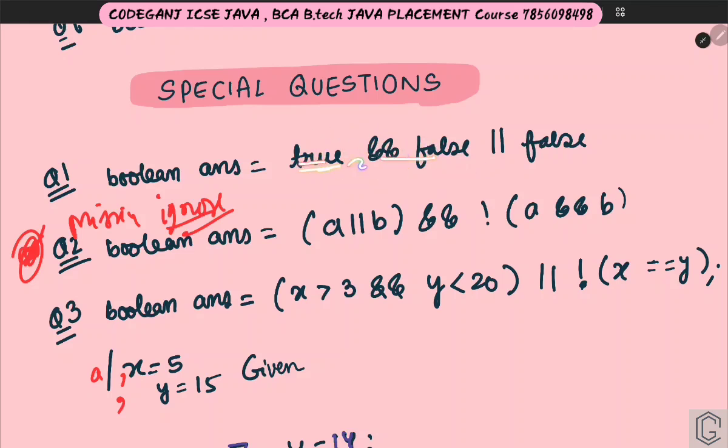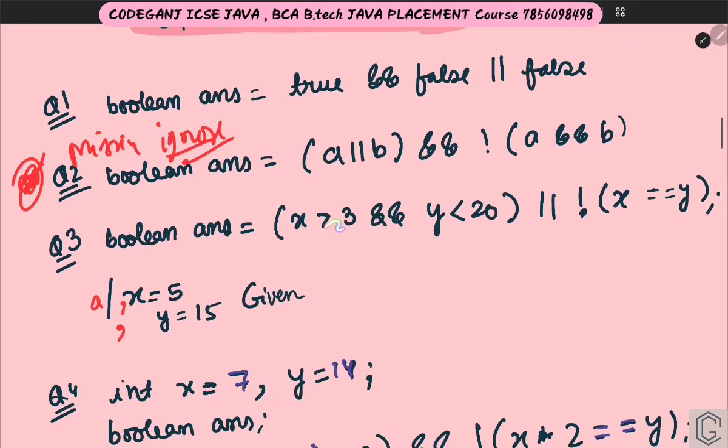So one condition is true, another condition is false, and since there is an AND, it will give true only when all conditions are true. But one is false, so it will give you false or false. False or false will give you false only, because there is no true in that. Okay. Similarly, try to solve these questions.